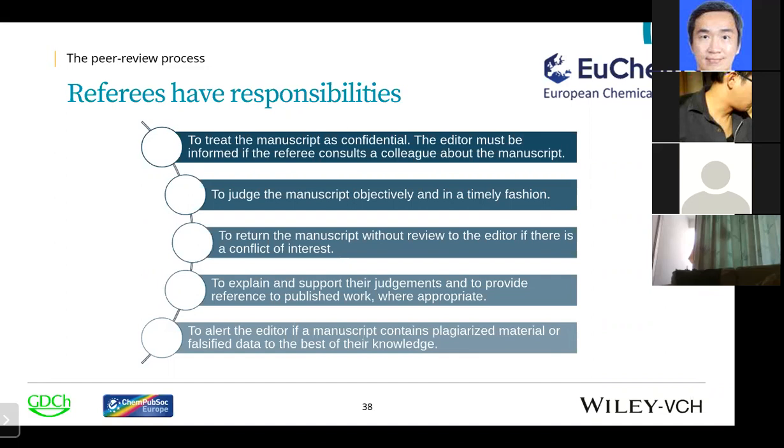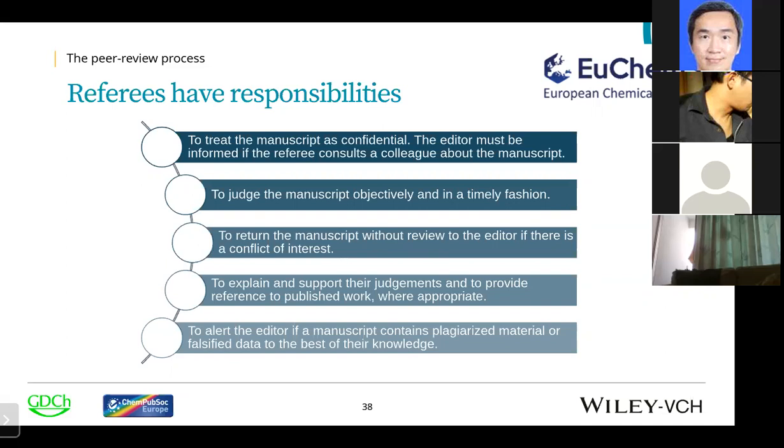And reviewers are required to treat the manuscript as confidential. And we as editors need to be informed if a referee consults a colleague about the manuscript. Of course, referees are expected to judge the manuscript objectively and in a timely fashion. And if there is a conflict of interest, for example, if the referee previously has published with the authors or collaborates with the authors, they need to return the manuscript without review to the editorial office.